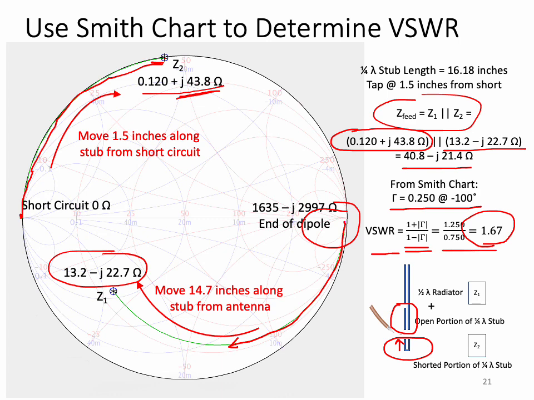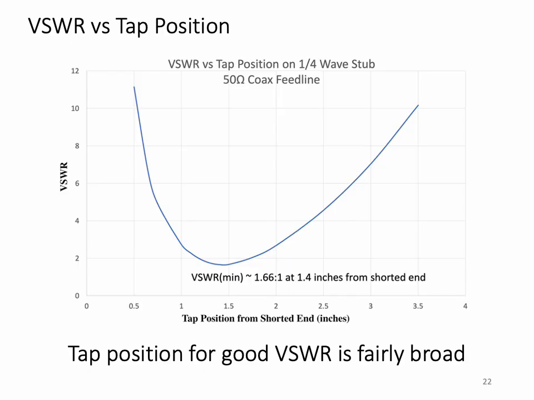So I went ahead and did this for our J-pole antenna design. In this slide I plotted the standing wave ratio for all tap positions from 0 to 4 inches from the bottom. As we can see, the standing wave ratio minimum occurs somewhere around 1.4 inches or so, and that corresponds to an SWR of roughly 1.7 to 1.